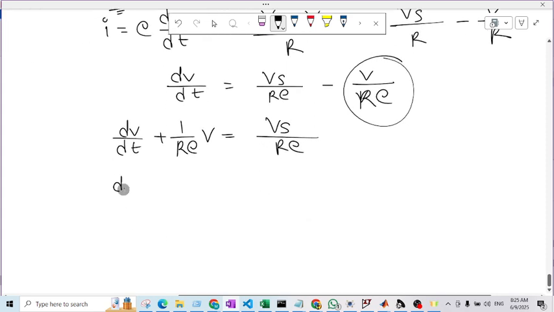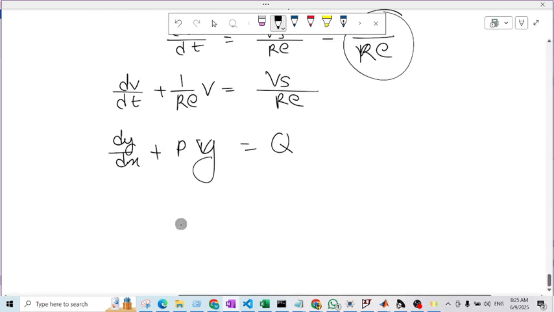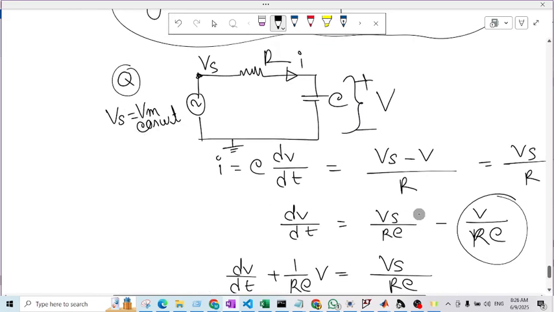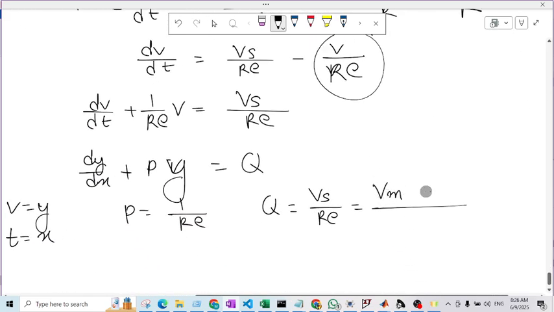And if I write the equation dy by dx that I have written previously, then you can clearly understand that V simply is equal to y, t simply is equal to x, then p simply is equal to 1 by RC, q is equal to Vs by RC. And what is Vs? This is the source voltage Vm cos omega t. So Vm cos omega t divided by RC.